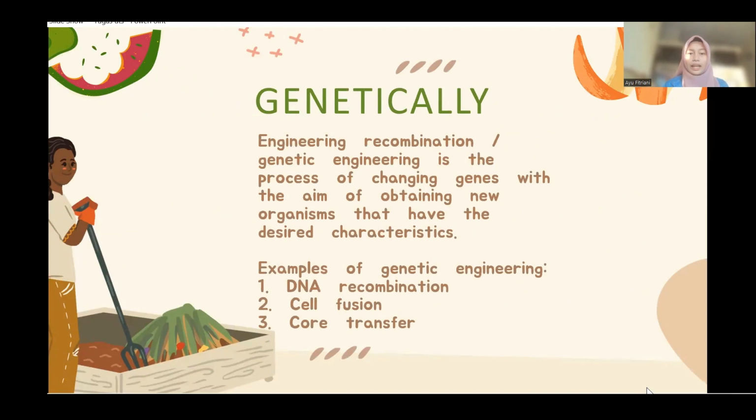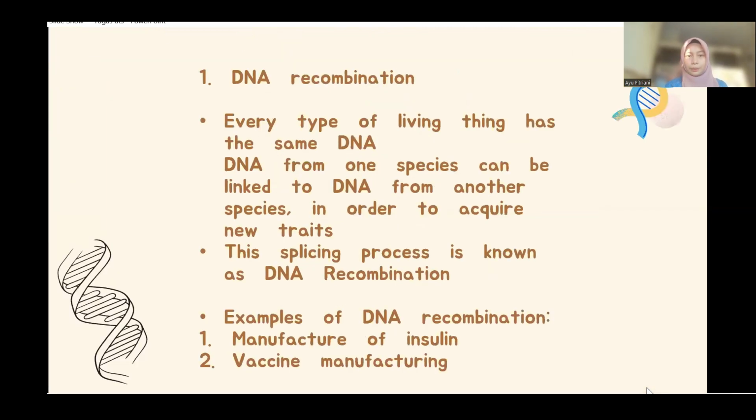Genetic engineering, or recombination, is the process of changing genes with the aim of obtaining new organisms that have the desired characteristic. Examples of genetic engineering: first, DNA recombination, 2, cell fusion, 3, core transfer.